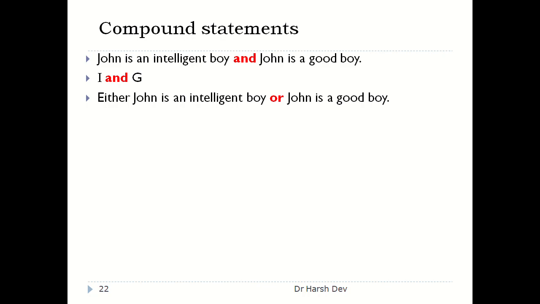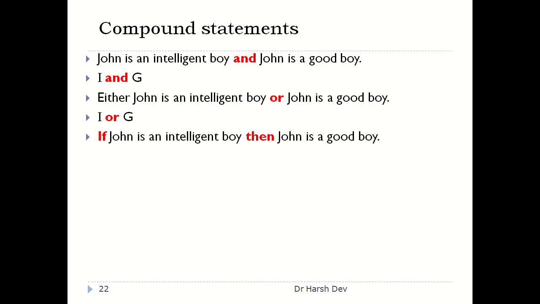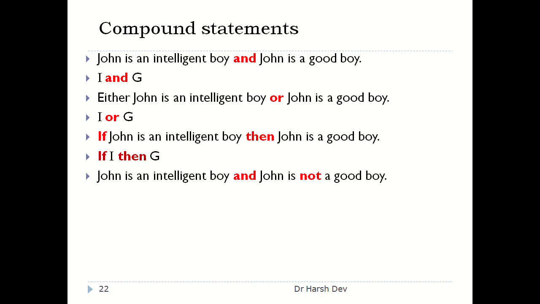Similarly, if you want to write either John is an intelligent boy or John is a good boy, you can easily write it as I or G. Similarly, if John is an intelligent boy, then John is a good boy, you can write it as if I, then G. These are certain statements which can be represented like this.